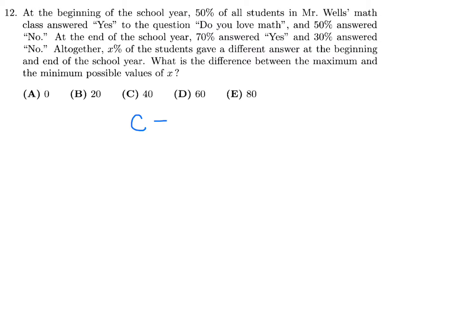Let's just use some numbers, makes our life easier. Let's say the class had 100 students. Big class, right? And initially, at the start of the school year, 50% said yes, and 50% said no. And then at the end of the school year, we've got this 70-30 scenario. So we have to figure out, what can X be?